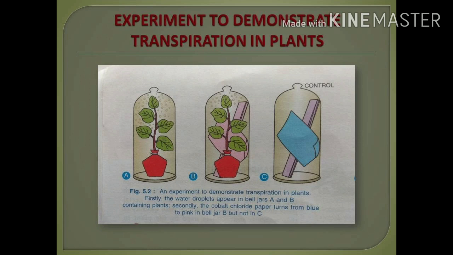Here you can see in A, on the inner surface of the bell jar there is water vapor, because through transpiration the aerial part of the plant releases water. It settles on the inner wall of the bell jar. And in B, whatever water vapor comes out through transpiration is absorbed by the cobalt chloride paper. When the dry cobalt chloride paper comes in contact with moisture or water, it turns pink. That's why the cobalt chloride paper turns pink, because it came in contact with the water vapor.